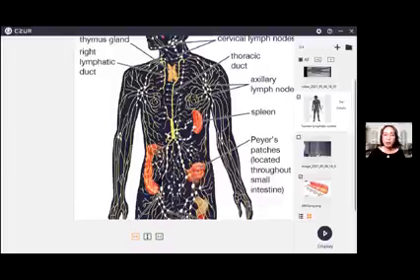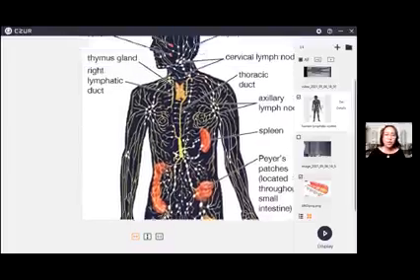Let me go down. This one is the thymus gland, up in the chest. So what's this thymus gland? This produces also a specific type of white blood cells, and it fights off foreign organisms. So this is also very important.